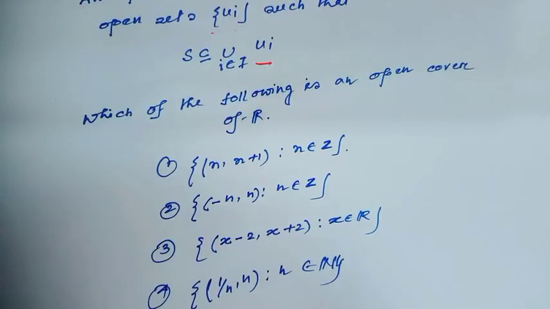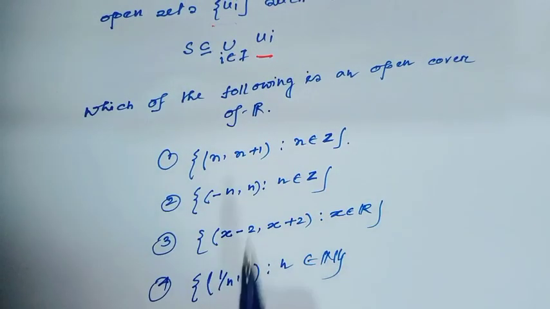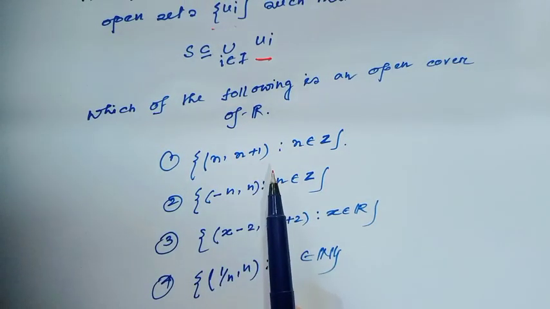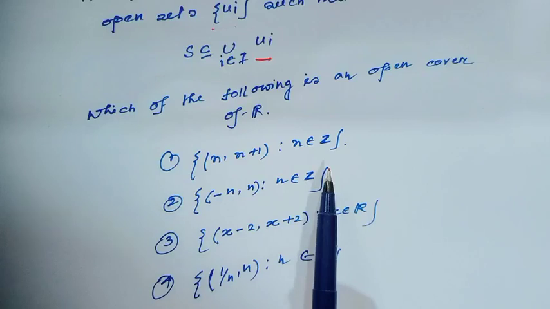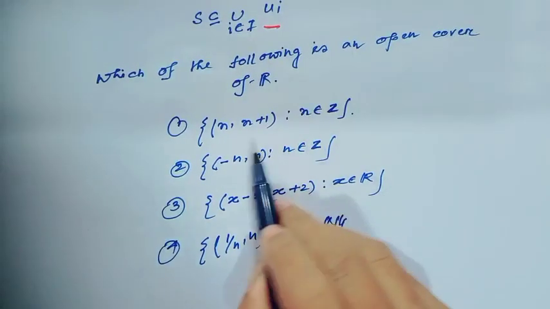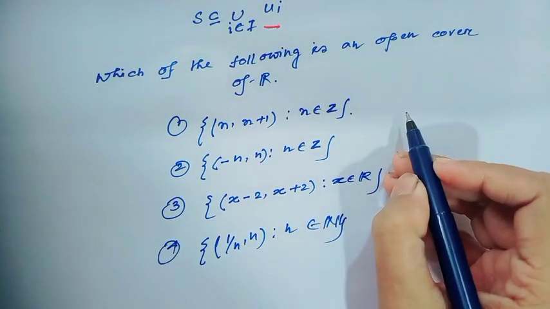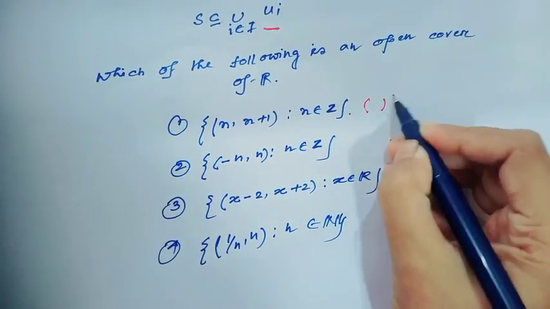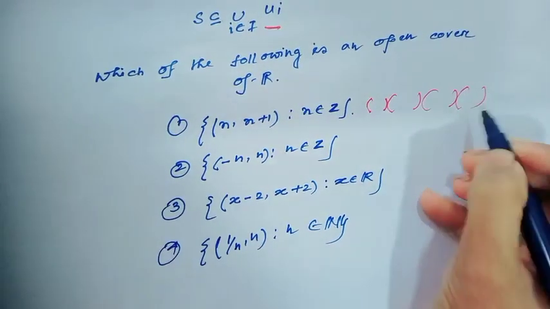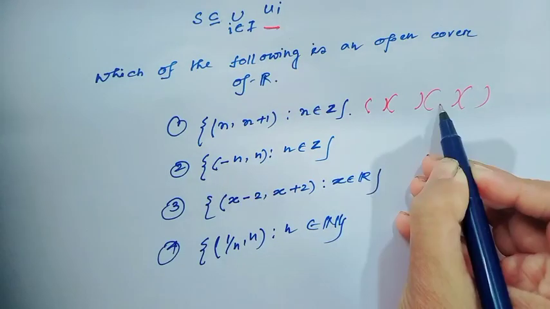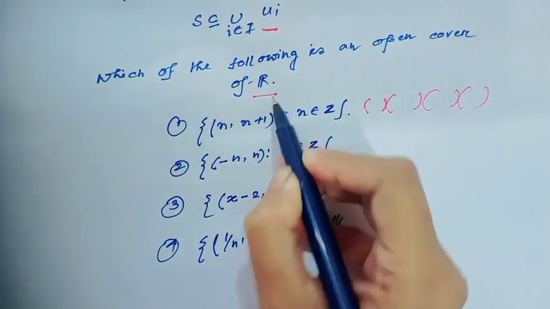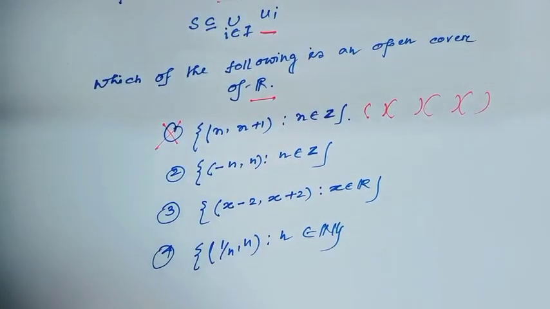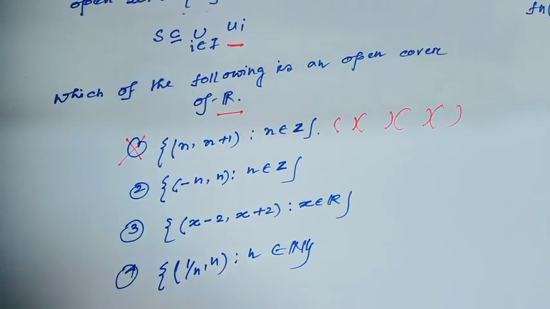Now our question: which of the following is an open cover of the real numbers? Option 1, the set containing (n, n+1) where n belongs to the integers. This type of interval, but the whole collection does not contain R. So this is not an open cover of the real numbers R.